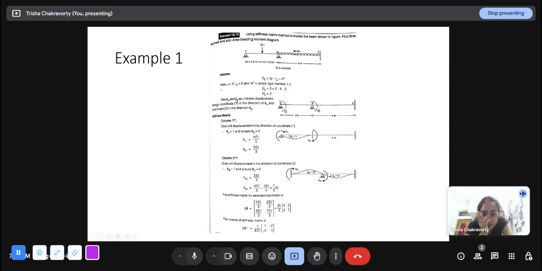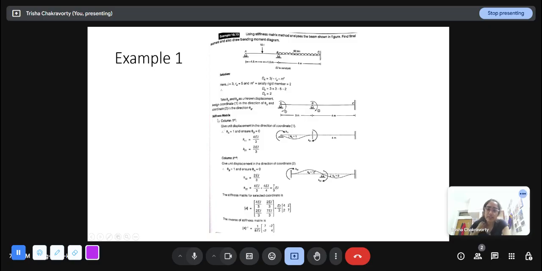Now I'm going to take theta A and theta B. These two are so rotation is available here, rotation is available here. Apart from that, all my kinematic freedom is fixed. So theta A, theta B. Take theta A and theta B as unknown displacement. Assign coordinate 1 in the direction of theta A and coordinate 2 in the direction of theta B.